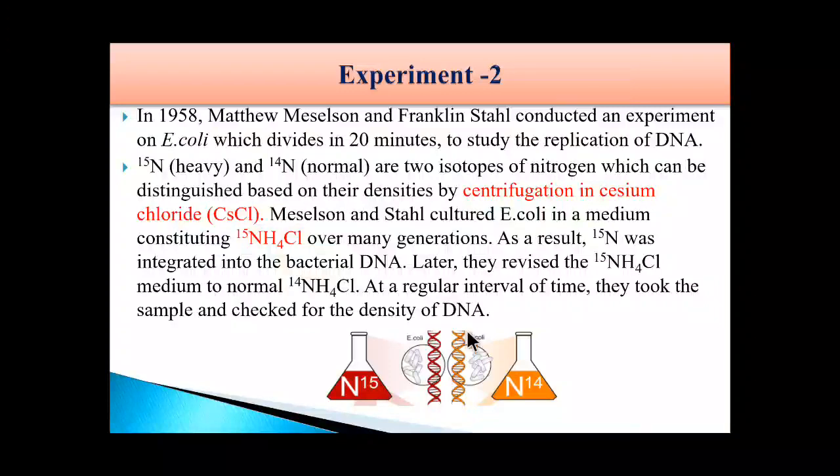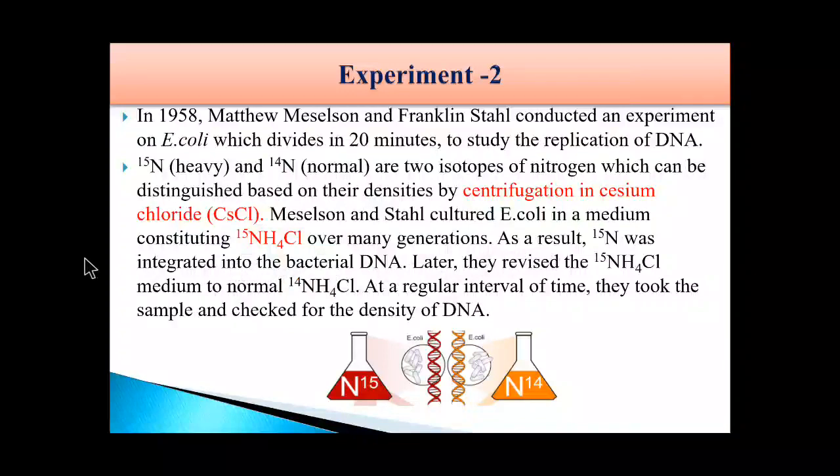Now heavy and normal are the two isotopes of nitrogen which can be distinguished based on their densities by centrifugation in cesium chloride. The medium contained ammonium chloride as the only source of nitrogen, and the DNA of the bacterial cell was labeled with N15. That means they cultured E. coli in the medium containing ammonium chloride over many generations, and as a result, N15 was integrated into the bacterial cell.